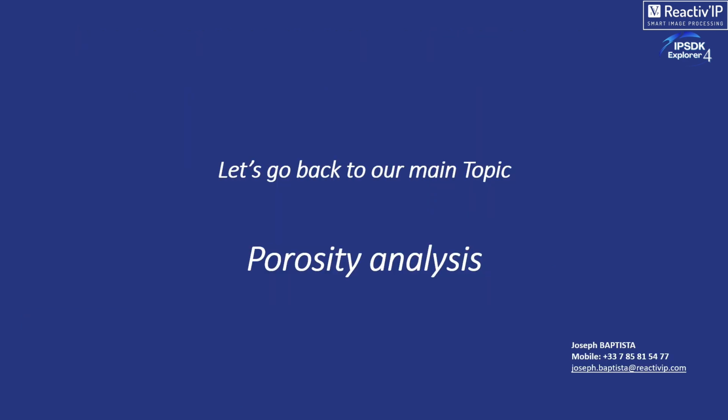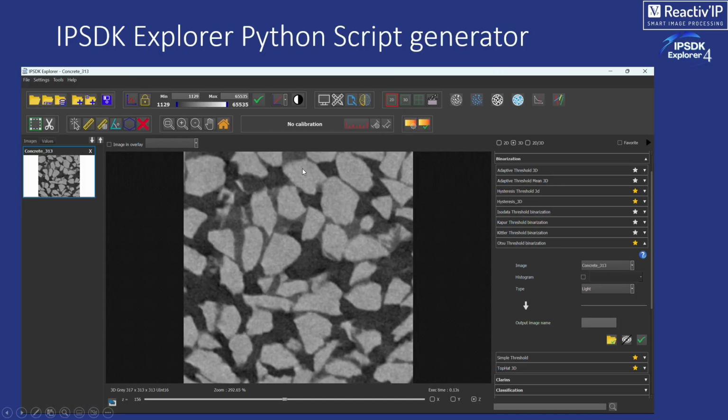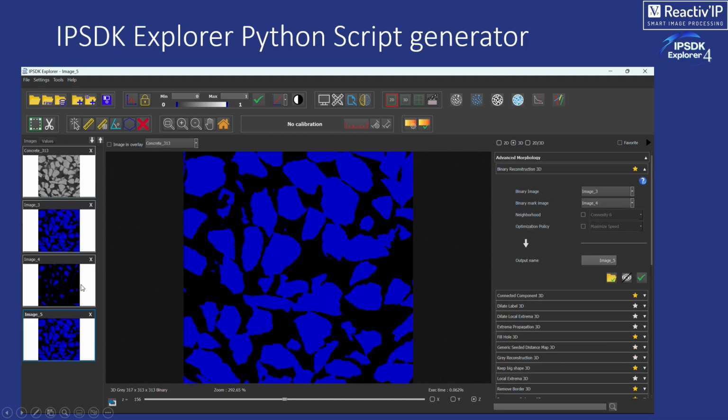But let's go back to the main topic, which was porosity analysis. As I presented, you can do manual threshold, automatic threshold, machine learning, but you can also create your own macro if you want, your own script. If you have your own script of segmentation, you can use it. I said that we can generate scripts without writing a single code line. You can just say, okay, I want to make my computation. I will make a Nodesu segmentation. Then I want to make some operations to remove all the small elements, and you can do that.